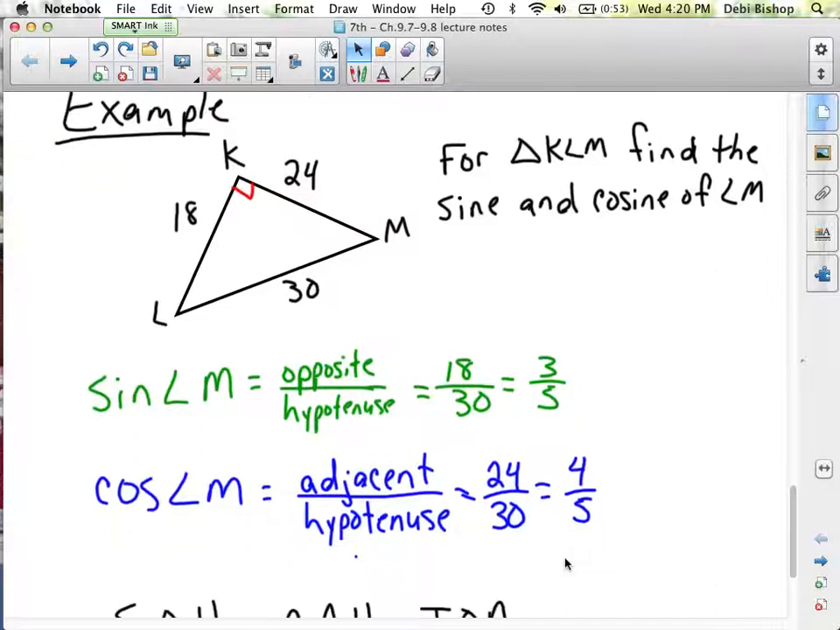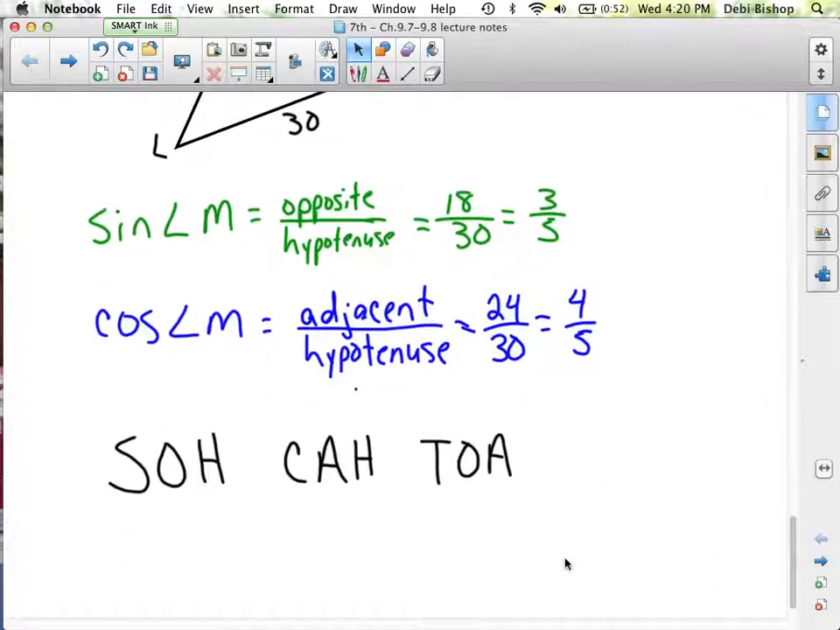So, the way that I always remember it is SOHCAHTOA. So, SOH: sine is opposite over hypotenuse, CAH is cosine, equals adjacent over hypotenuse, and TOA is tangent, equals opposite over adjacent.